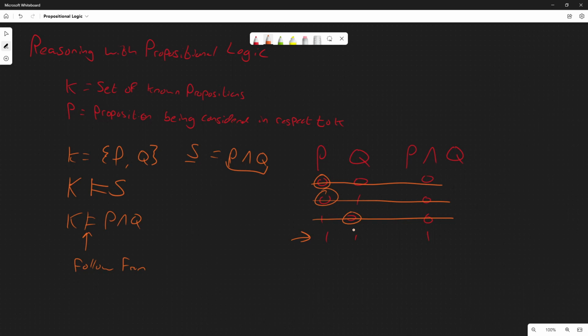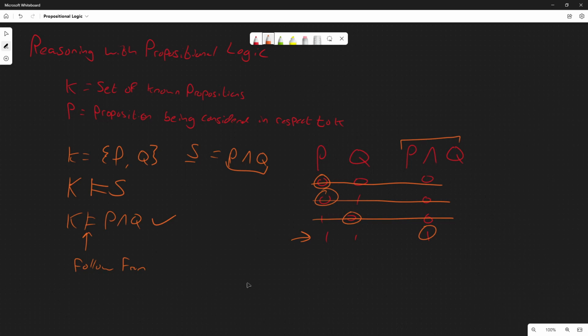Then we look at our queried formula, which is on the right here, and check if that is also true. If for all remaining rows it is true, which it is, then we say that this does in fact follow from our set K. So this is how we can verify this information, and logically this makes sense. You can see how the logic works here.